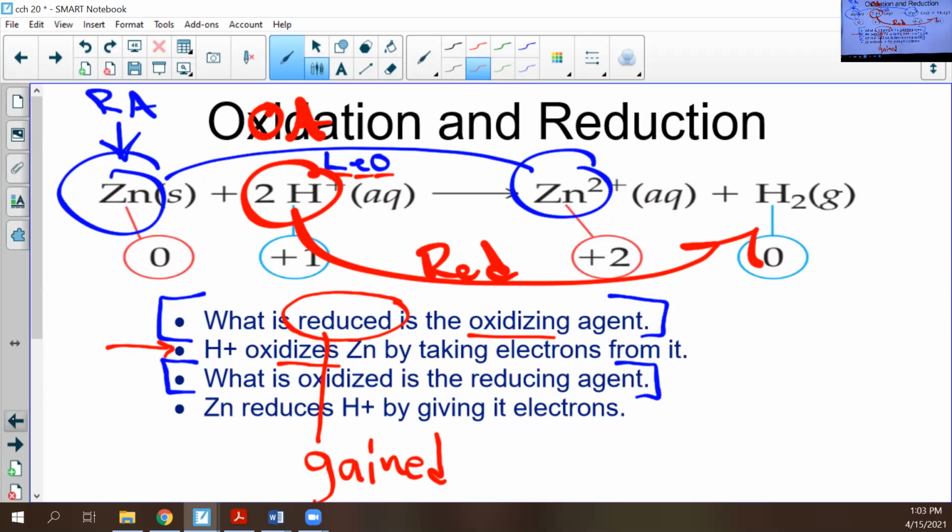H plus is the one that gains electrons. Right. So would that be oxidized? H plus is the oxidized, right? No, this is reduced, you're right. So this is the oxidizing agent, sorry. So this was oxidized, so this is the reduction agent. So find who was oxidized, and they're the reduction agent. Find who was reduced, and they're the oxidation agent.